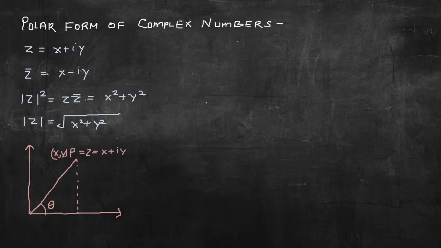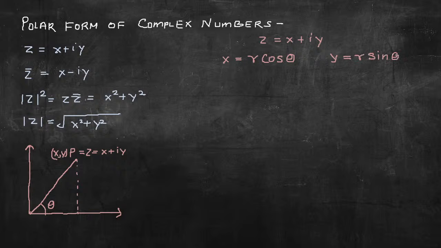Now listen to me. If we have z equal to x plus iota y, a complex number, what we have to do is assume that x is equal to r cos theta and y is equal to r sin theta. Clear? x is equal to r cos theta, y is equal to r sin theta. No problem at all.